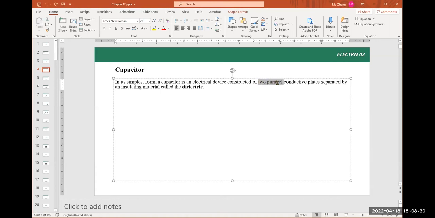There must be parallel plates. Each of these plates is a conductor. However, the 2 plates cannot touch each other. If the 2 conducting plates touch together, electrons will flow through. So the 2 parallel conductor plates are separated by a distance. Between the plates, we can put air, we can put vacuum, or we can put some insulating material. This material has a special name called a dielectric.